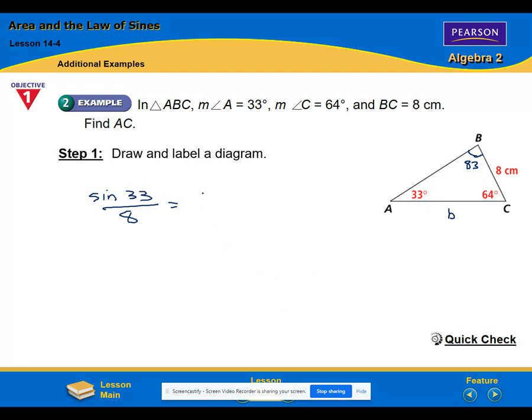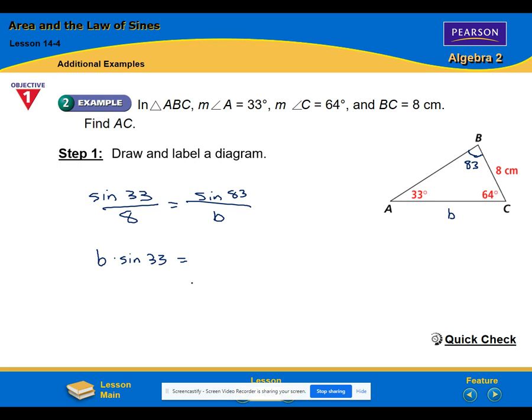So the rest of my work here then is sine of 83 over b. Anytime we're given a problem where it's fraction equals fraction, we always cross multiply. So what that would look like here is, if I cross multiply by multiplying these two values and then these two values, b times the sine of 33. You'll find that I always like to put my variable on the left.